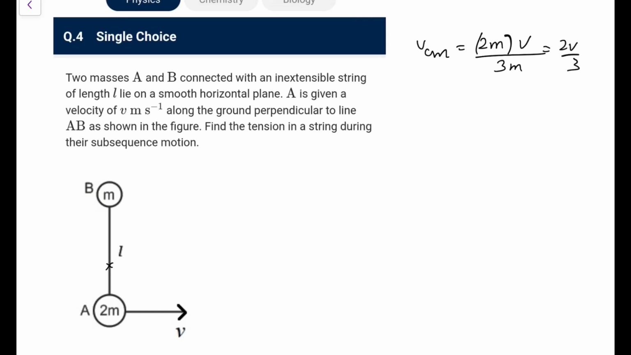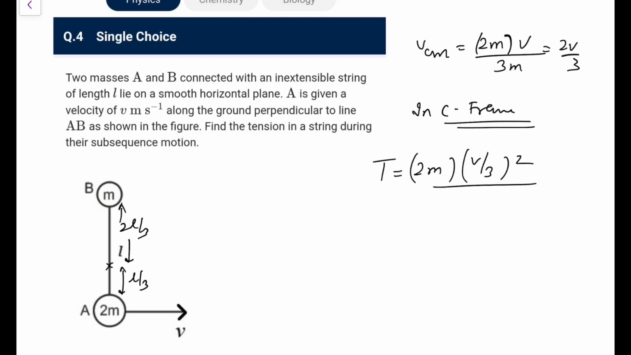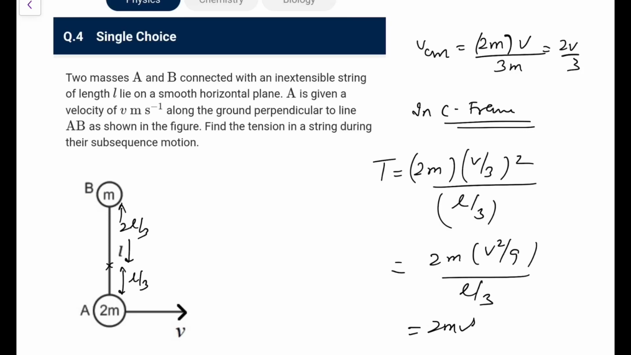Now the tension, we can directly make it out. This distance would be 1/3 and this distance would be 2/3. So VCM is 2v by 3. In the frame of CM, both will move with a velocity, and if you find this velocity, it will be v by 3. This would be a perpendicular velocity and it would be rotating in the CM frame. So in the CM frame, the tension would be equal to 2m into (v by 3) whole square upon r, where r is L by 3. So what you have now is 2m v square by 9 divided by L by 3, that is 2m v square by 3L.